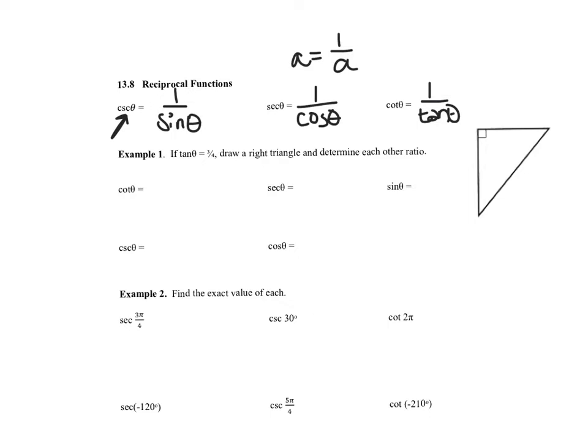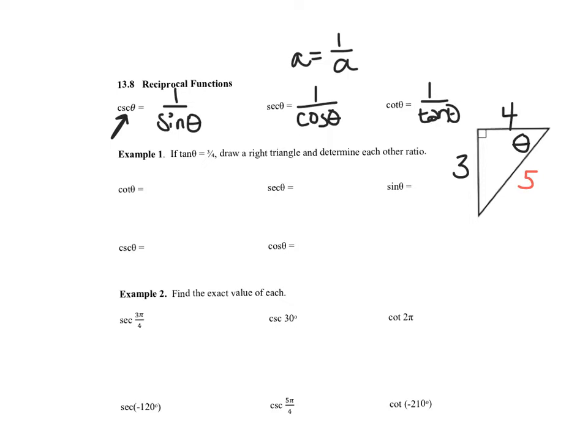So first example, if the tangent of theta is 3/4, so I'll put theta right here. If the tangent is 3/4, draw a right triangle and determine each other ratio. So remember, tangent is opposite over adjacent. So this would be 3 and this would be 4. So I could do 3 squared plus 4 squared to get the hypotenuse, which is 5. So now I have all 3 sides of the right triangle. I can do these ratios.